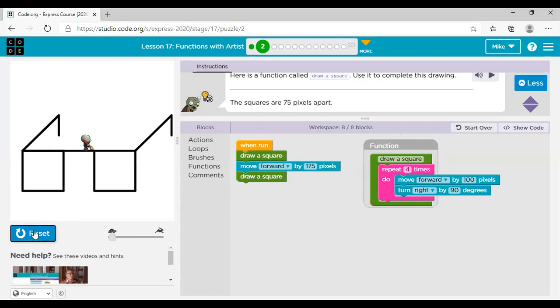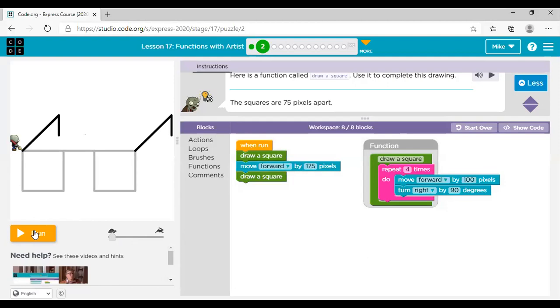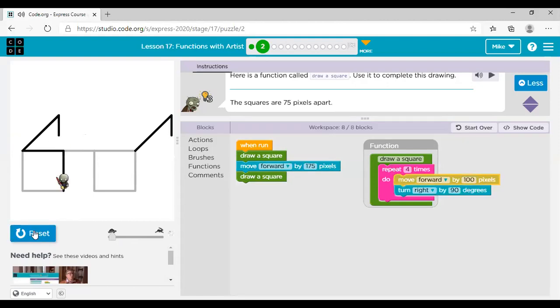So let's go slowly, reset, go slowly and see, there's our square. Nice and slow. Then there's our move forward 175. And then we will draw one more square.